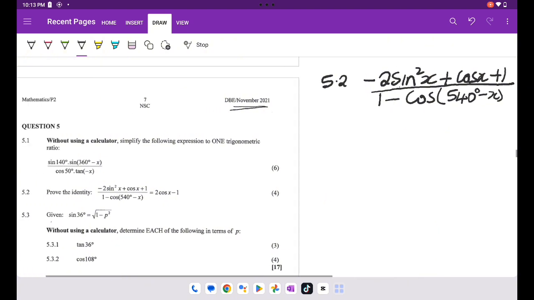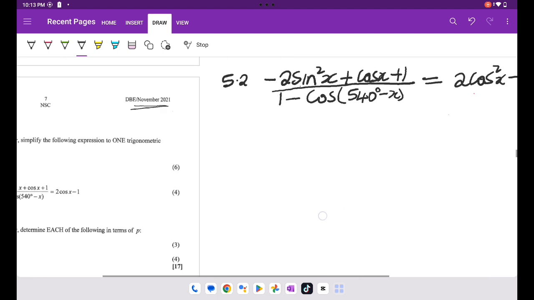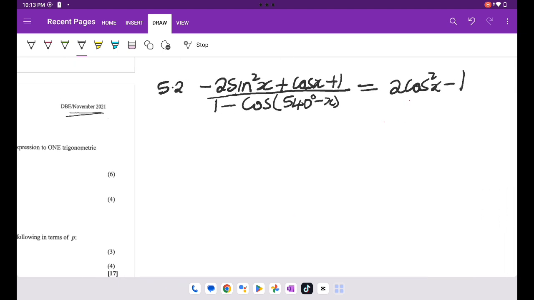5.2. Prove the identity: (negative 2 sine squared x plus cos x plus 1) all over (1 minus cos of (540 minus x)). We need to prove that this equals 2 cos x minus 1. We rewrite it here, and obviously we will deal with the left hand side.